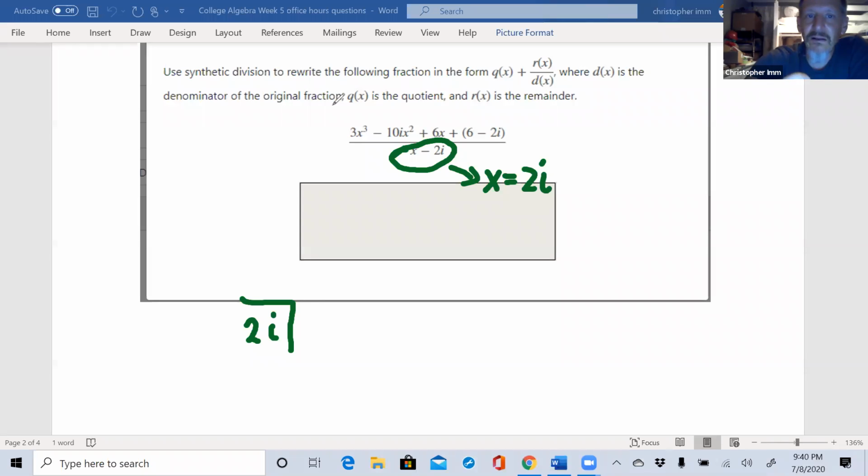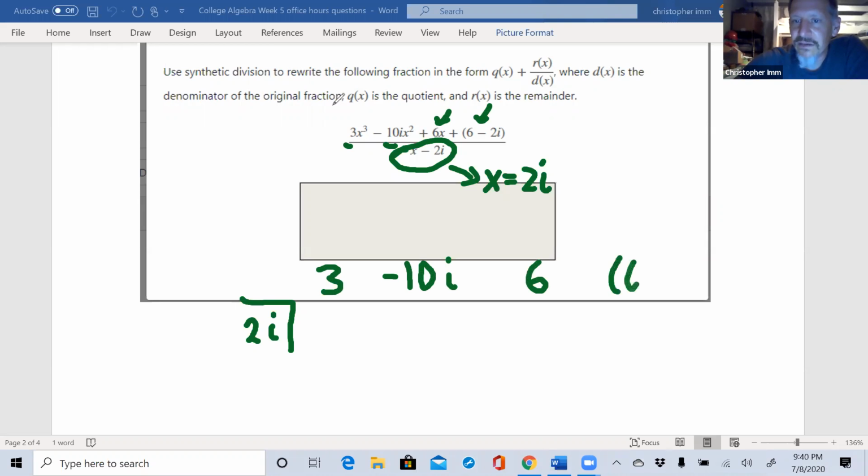Then I take all these coefficients, going from highest degree to lowest degree, and put them all up here. So I have my x cubed, which is a 3. My x squared, which is a negative 10i. My x, which is a 6. And my constant term without any x's, that's a 6 minus 2i. Again, this is more difficult because it has imaginary numbers.